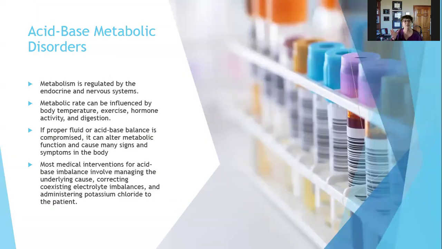So the metabolism is regulated by the endocrine and the nervous systems. Everything is regulated by the endocrine and the nervous systems. The metabolic rate can be influenced by body temperature, exercise, hormone activity, and digestion. If our acid-base balance gets messed up, or our fluid balance gets messed up, it can alter metabolic function and can cause signs and symptoms, clinical manifestations of disease. Most medical interventions for acid-base imbalance involve managing the underlying cause, correcting the coexisting electrolyte imbalances and administering potassium chloride to the patient.